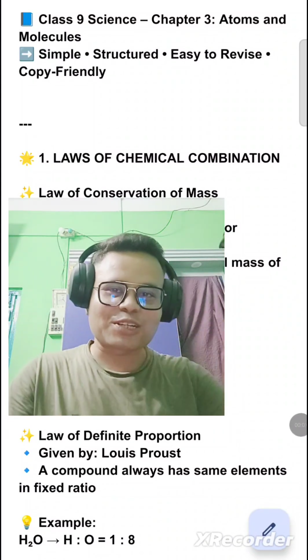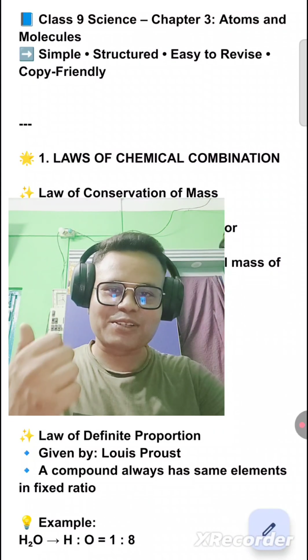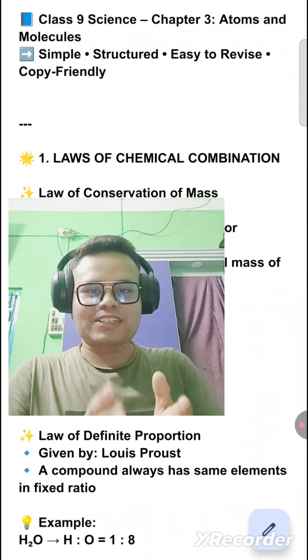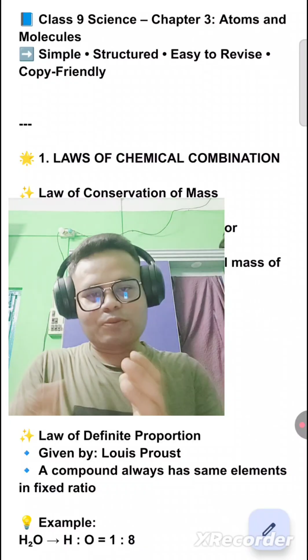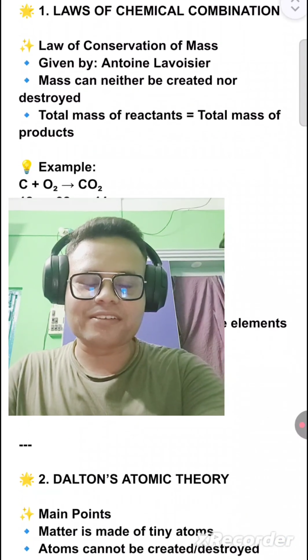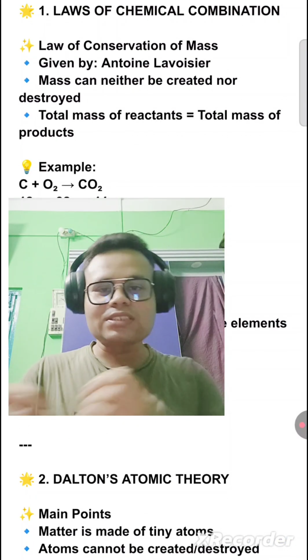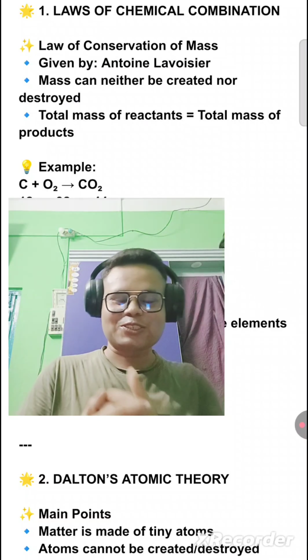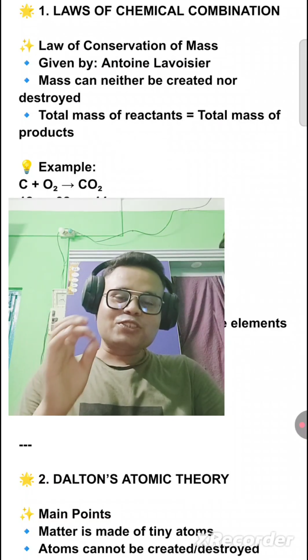So today we are discussing the Class 9 science chapter 3, Atoms and Molecules. These notes are very simple, well structured and easy to revise, and copy-friendly for the examination. So the first topic is: what are the laws of chemical combination? The first is the law of conservation of mass.